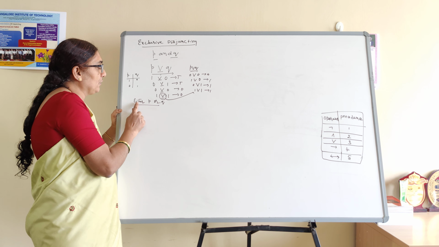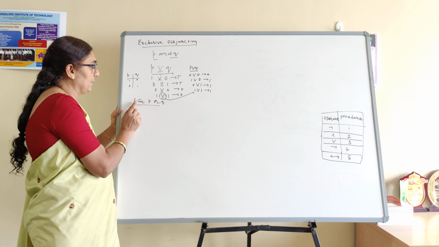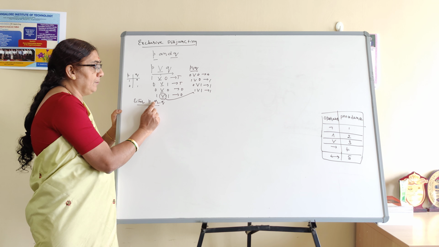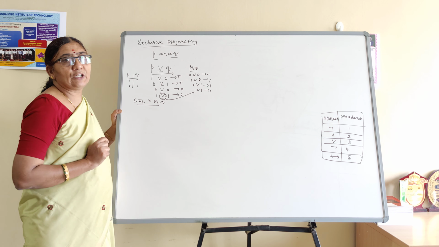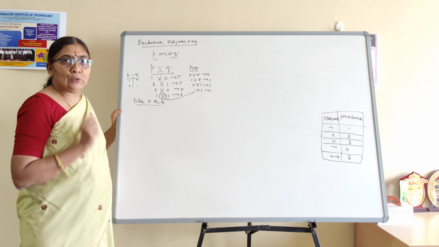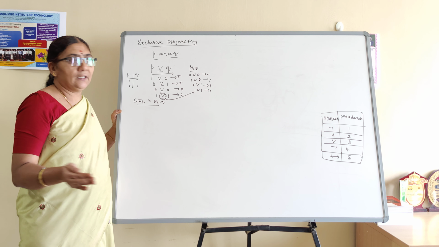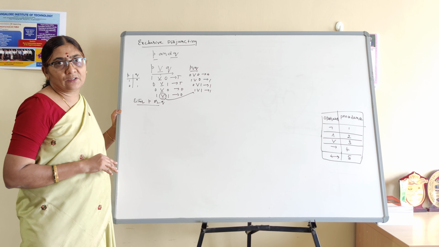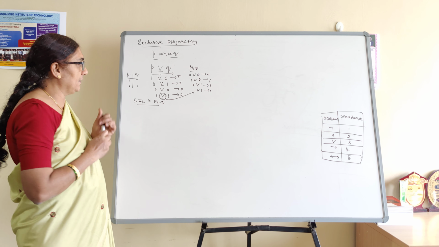We use exclusive disjunction whenever the statement starts with either, and between the propositions there is an or. There we use exclusive disjunction. Exclusive means that even though both are true, it is false. That is exactly exclusive disjunction. This is the difference between disjunction and exclusive disjunction.